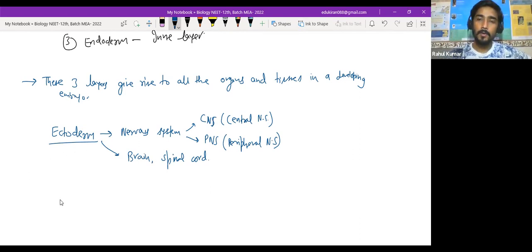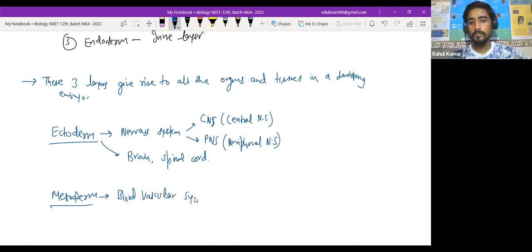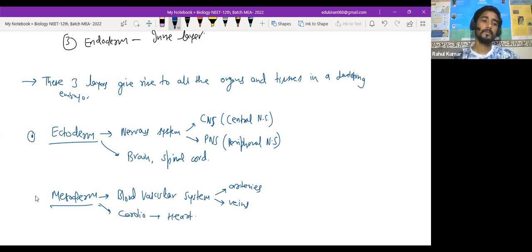Then comes your mesoderm and endoderm. Mesoderm, the things that have been asked, famous ones, are blood vascular system, which means all your arteries and veins, and also the cardiovascular system, which means the heart. All these are formed from mesoderm. Is it clear, everyone?